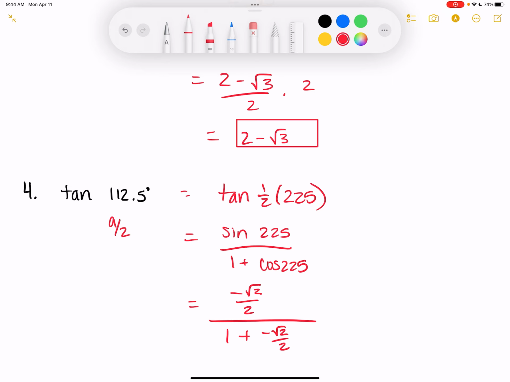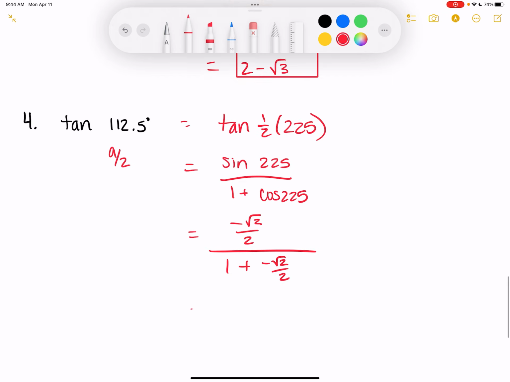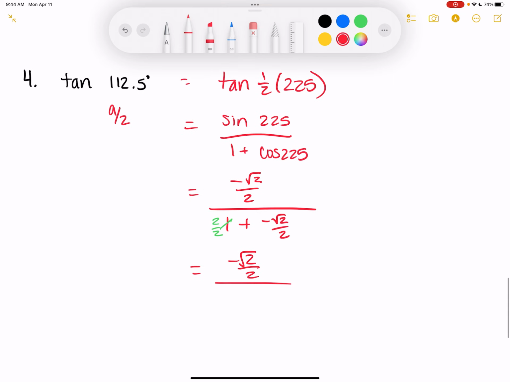Okay. Now, the same is going to apply. I want to get that common denominator on the bottom now instead of the top. The negative root 2 over 2 on top stays. On the bottom, I can switch out this 1 for 2 over 2. So the bottom becomes 2 minus root 2 all over 2.